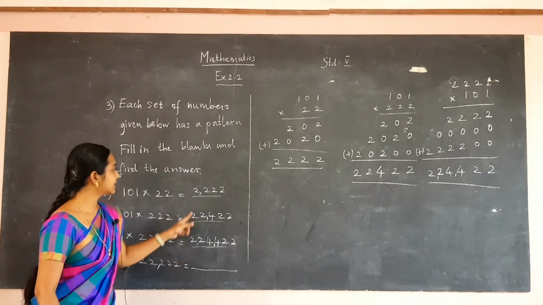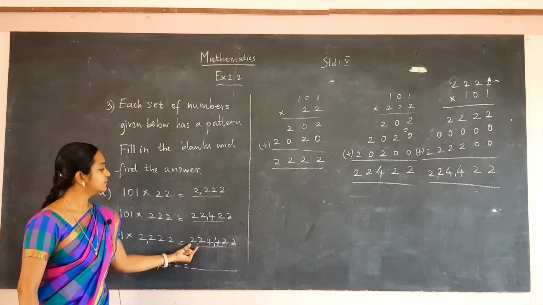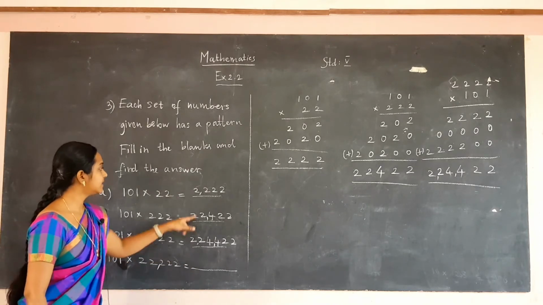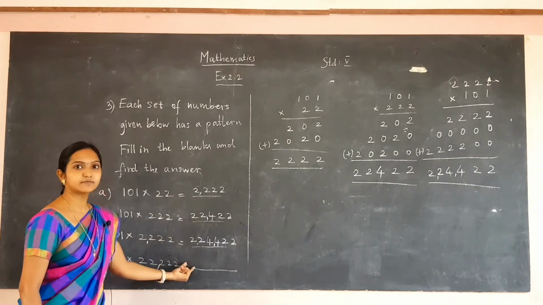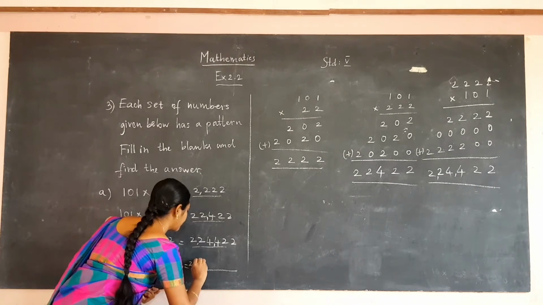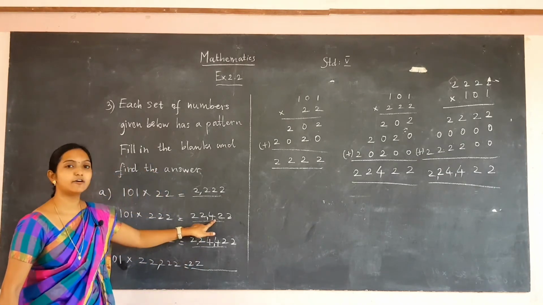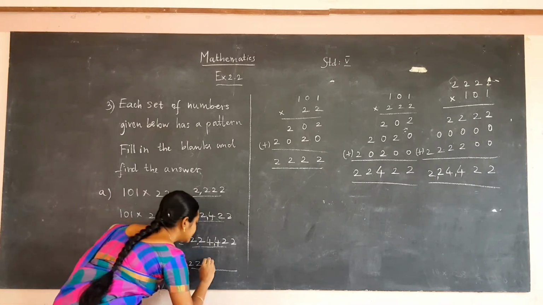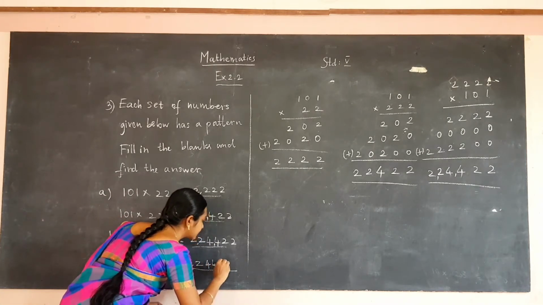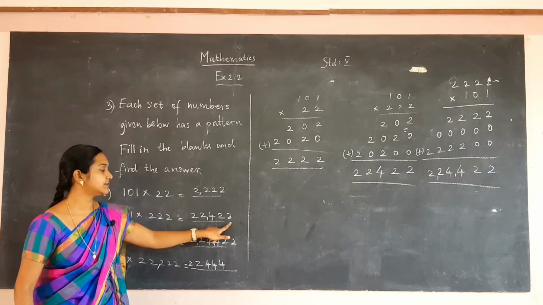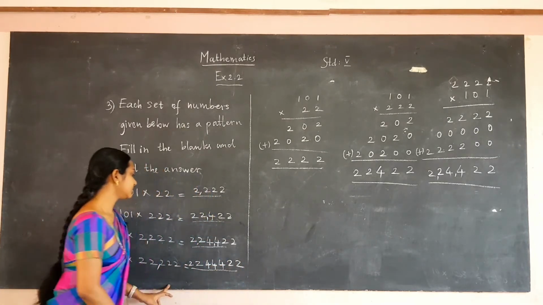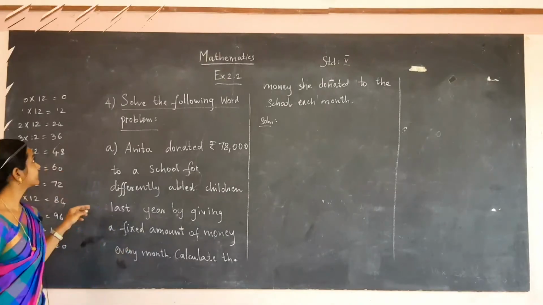You can see that the numbers are in a pattern. So without multiplying the fourth one, we can write the answer. See here, first two places with 2 and 2. Here we have 4 and here we have 2 4s. So the third one will have 3 4s and the number is ending with 2 twos. So write 2 twos. So this is the pattern.